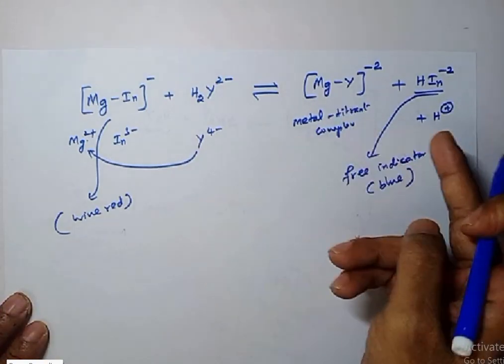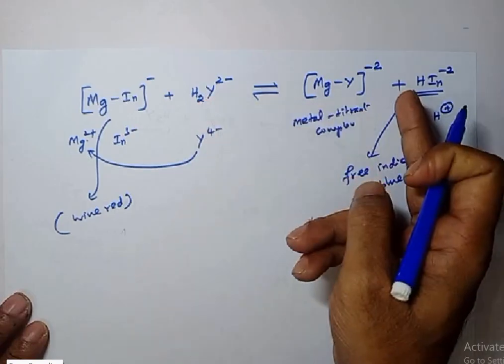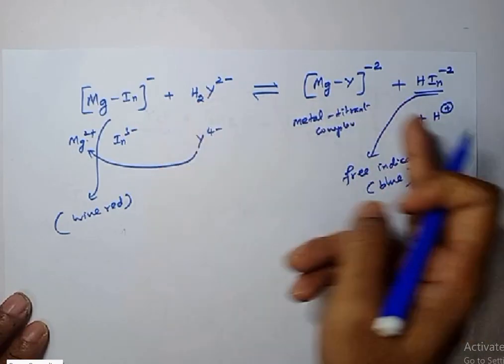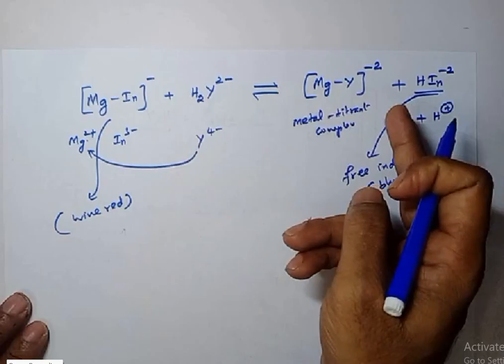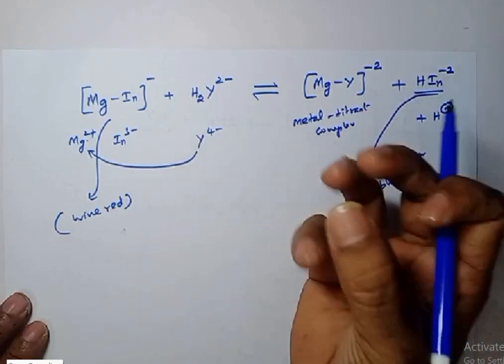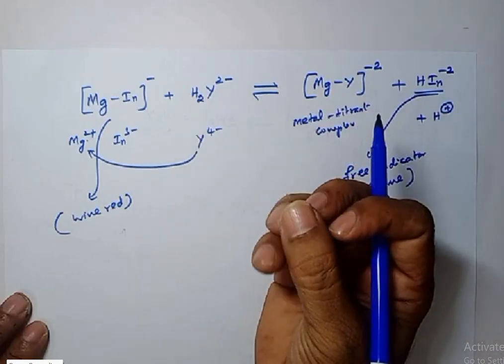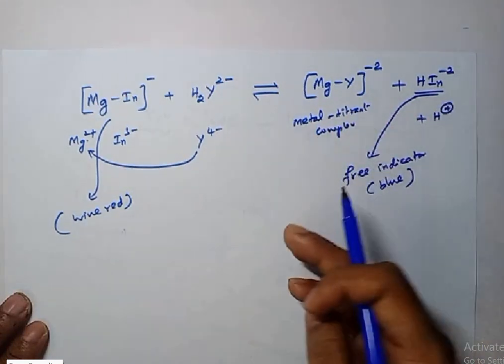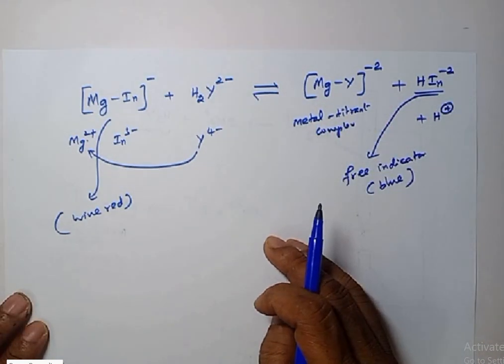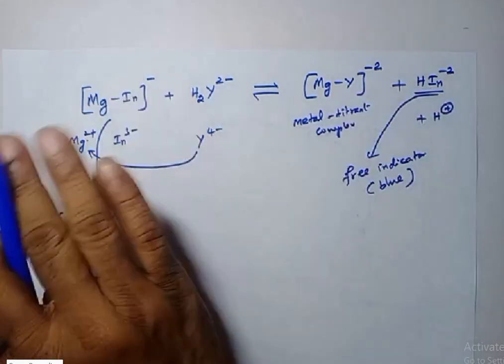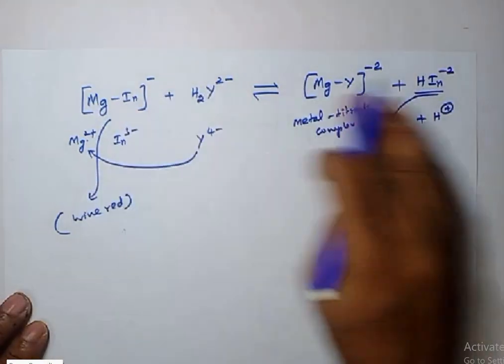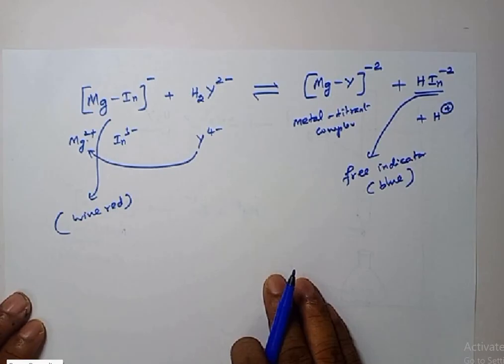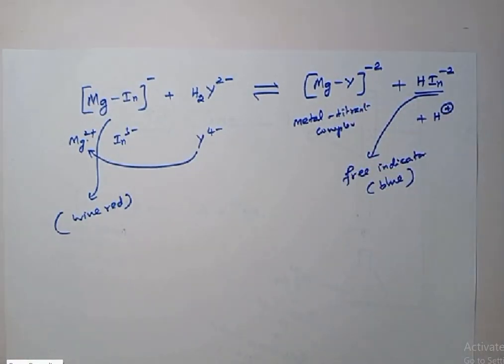What will the buffer do? As and when the H plus is formed in the reaction, that H plus is consumed by the buffer. Therefore, the H plus is removed from the reaction. Since the H plus is removed, the reverse reaction does not occur. It occurs only in the forward direction. So this is the basic idea.